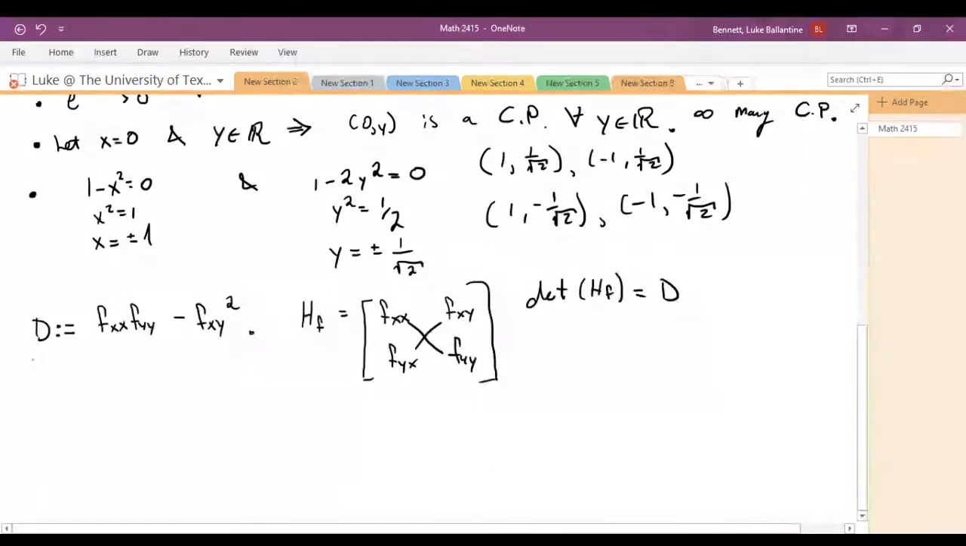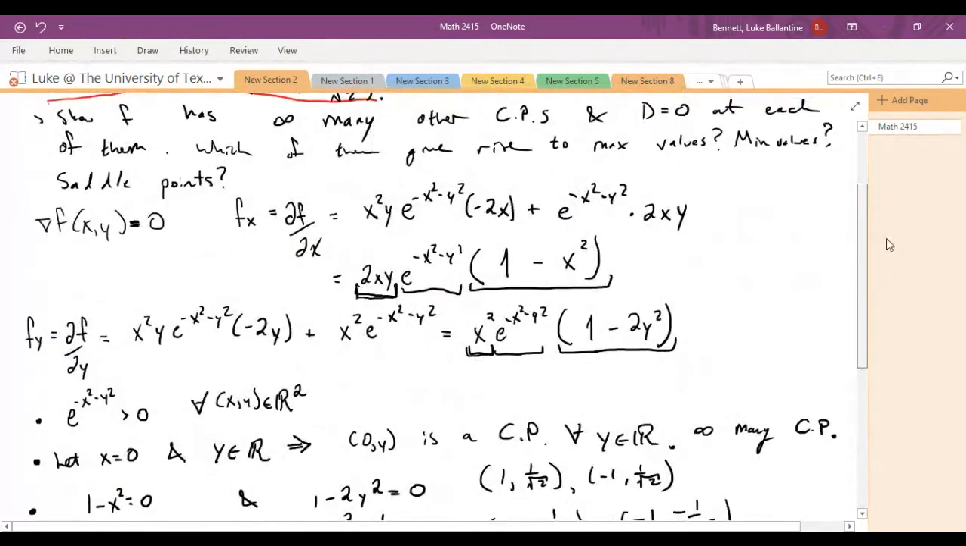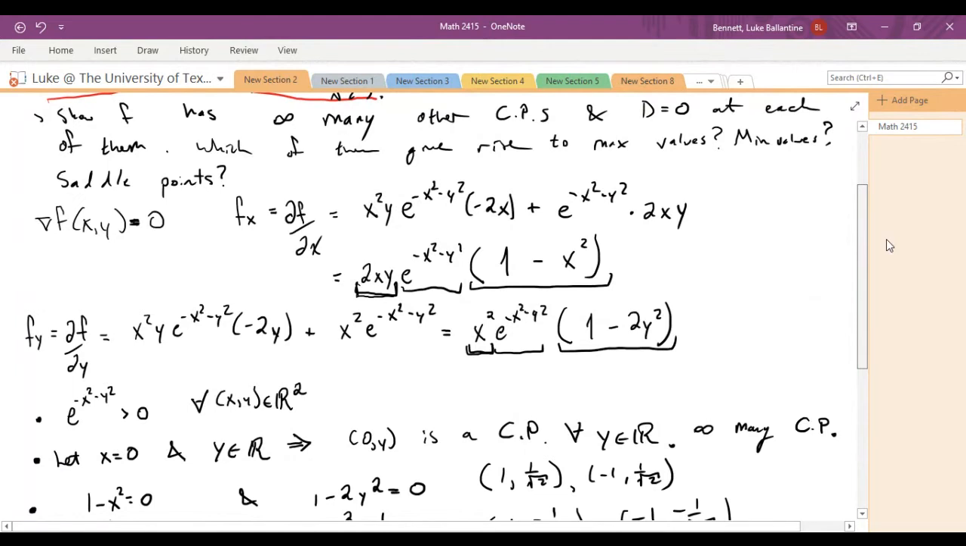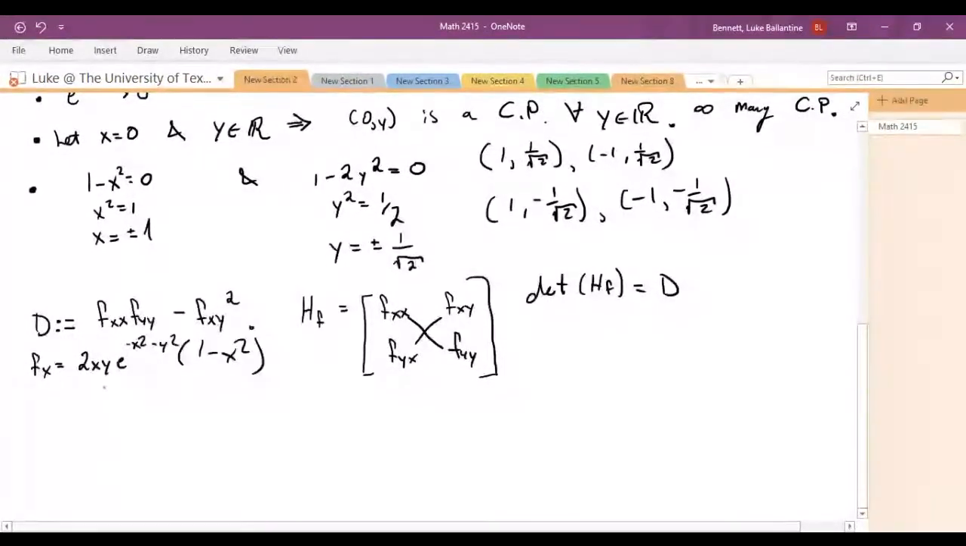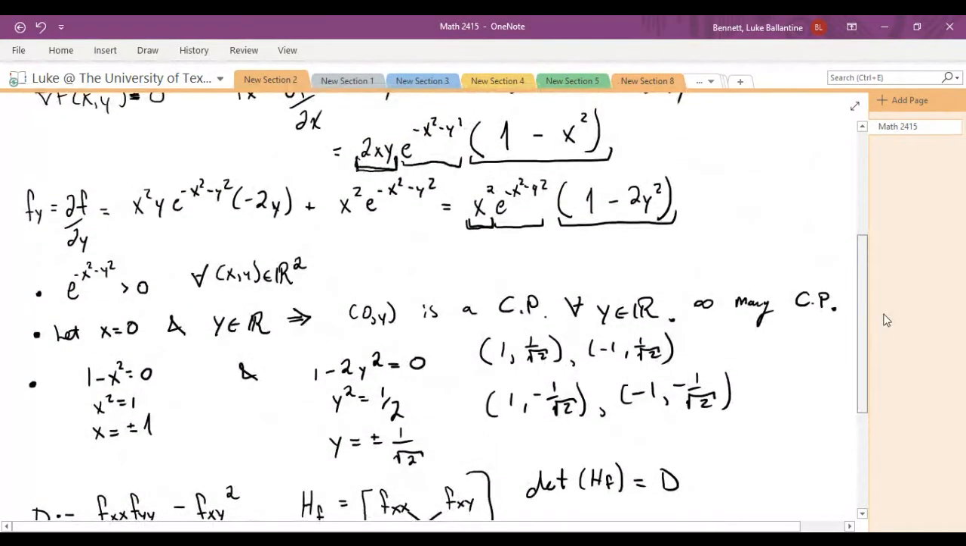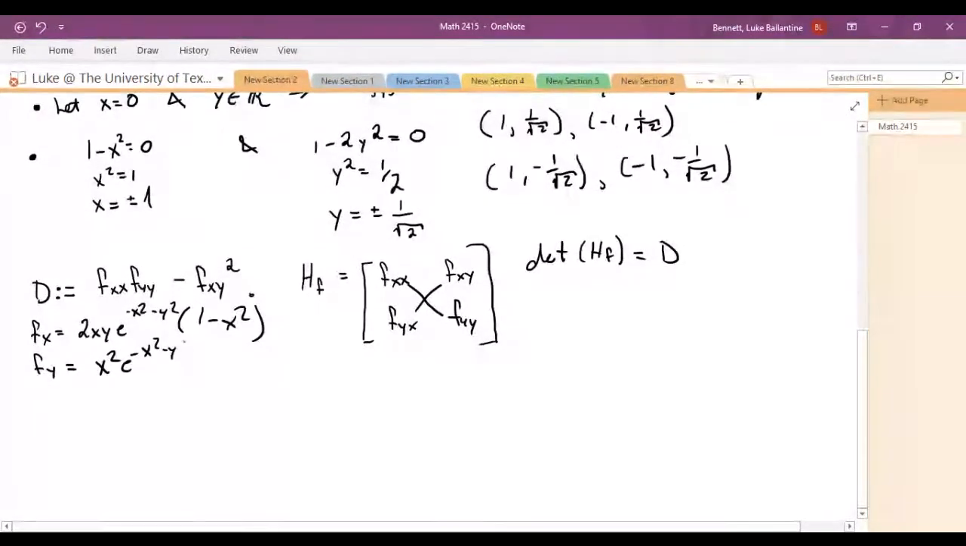So go ahead and write what f_x was. f_x was 2xy e^(1 minus x squared). Then f_y was x squared e^(1 minus 2y squared). Okay, so let's calculate f sub xx, right? That's taking the function f sub x and taking the partial derivative with respect to x.